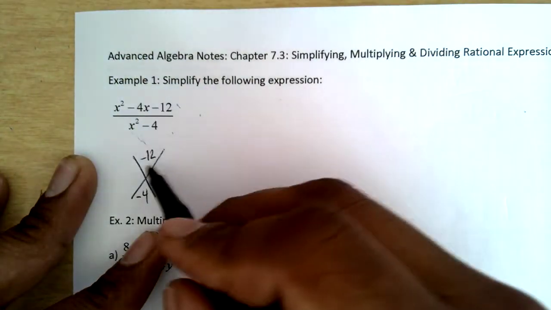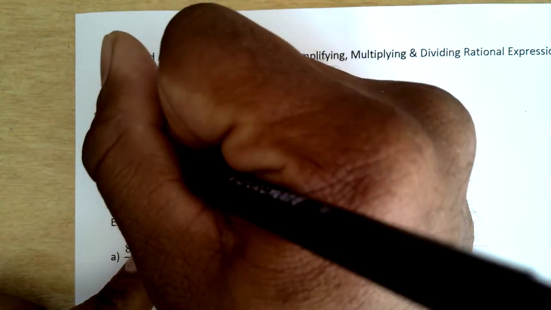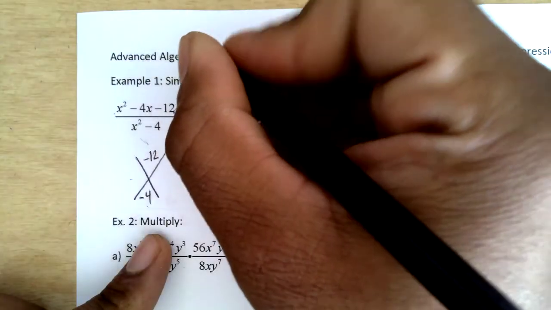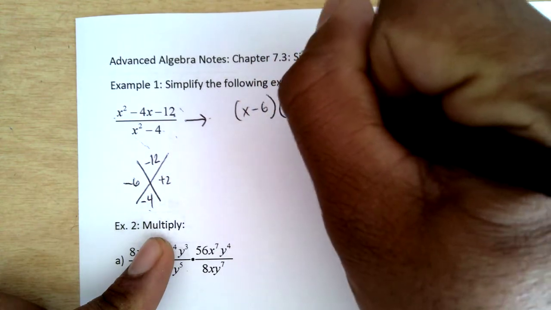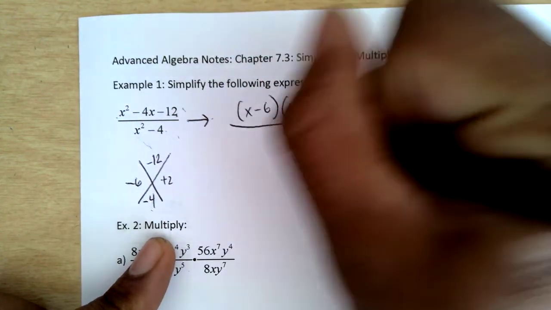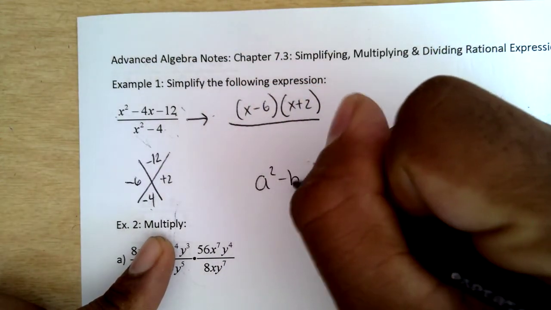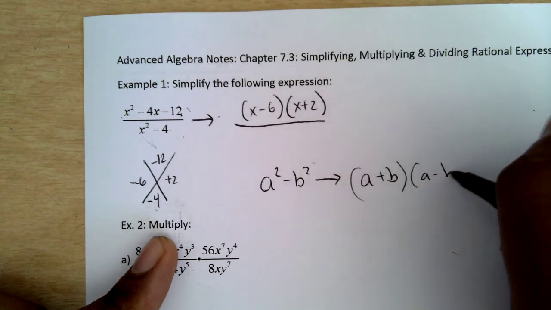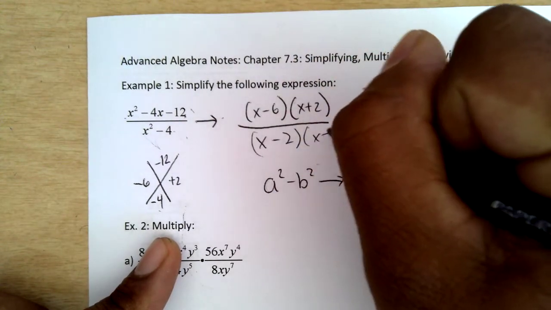Now I'm going to use the shortcut method because this has a leading coefficient of 1, so I can just go from the diamond to the factorization. Two numbers that multiply to negative 12 and add to negative 4 would be negative 6 and positive 2. So my top is x minus 6, x plus 2. And the bottom is the difference of squares. If you forgot what that is, a squared minus b squared is a plus b, a minus b. So in this case, it'd be x minus 2, x plus 2.